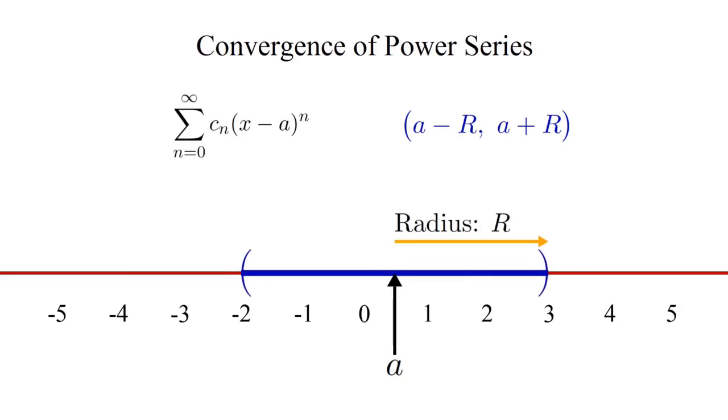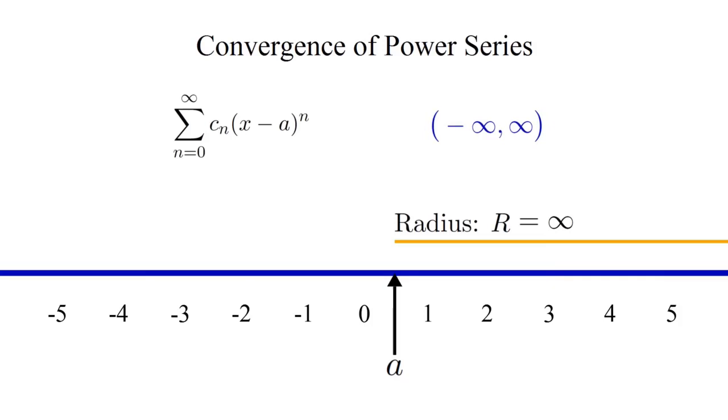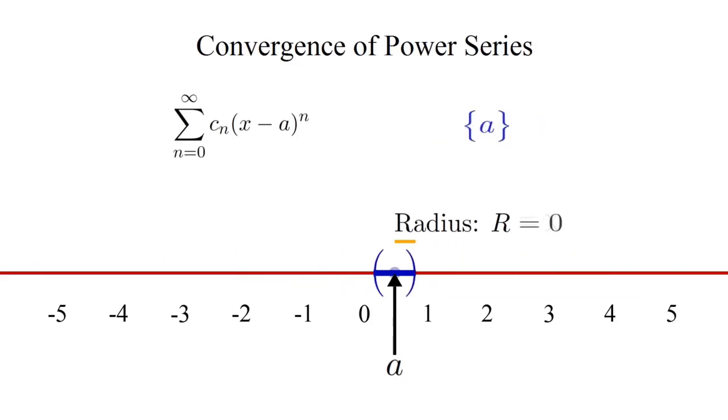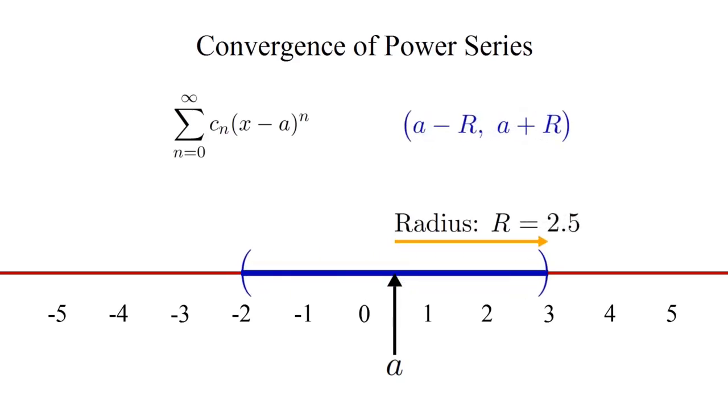In fact, it turns out the radius can even be infinite or 0, again depending on the exact values of the coefficients. R equals infinity means the interval of convergence is the entire real number line, from negative infinity to positive infinity. R equals 0 means the interval of convergence only contains one single point, the center point a, at which any power series always converges. But for the most part, we'll be looking at series whose radius is both positive and finite.